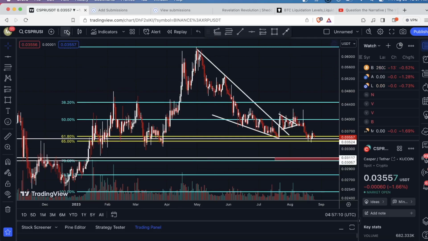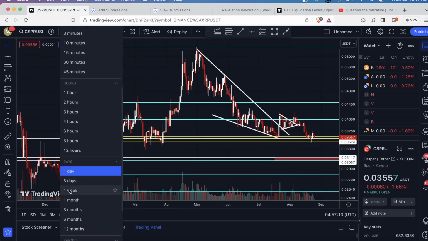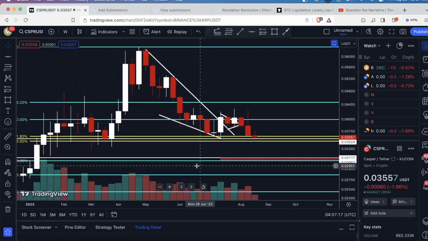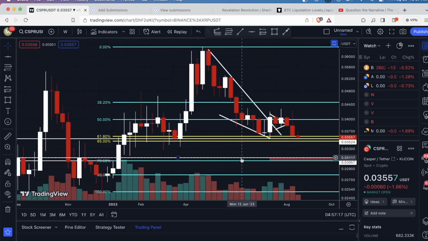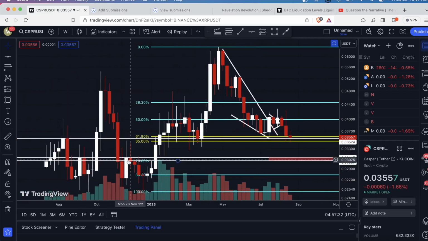But what you don't want to see is a weekly candle close below the top range of this, right? Because this is where the candle bodies were closing here, and this was a strong level of resistance. So I would like to see this top level hold on the weekly time frame. So the price can wick down to the 786 or lower, but I want to see the candle body close above 0.03123.